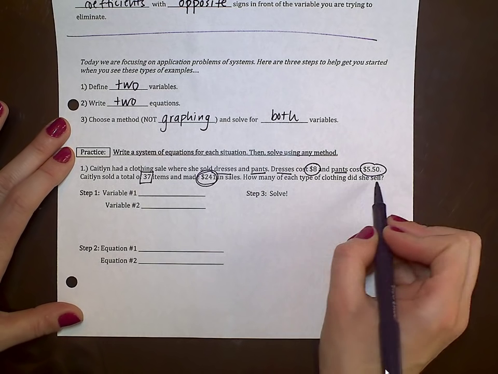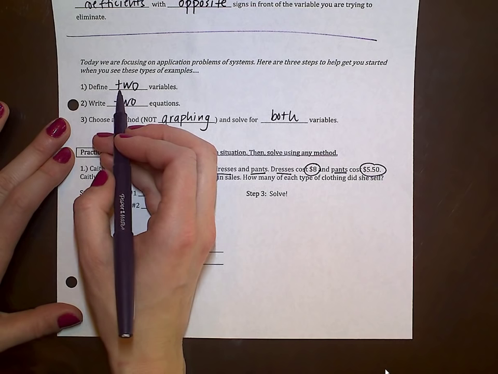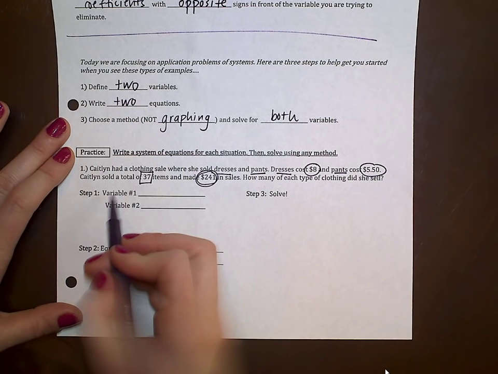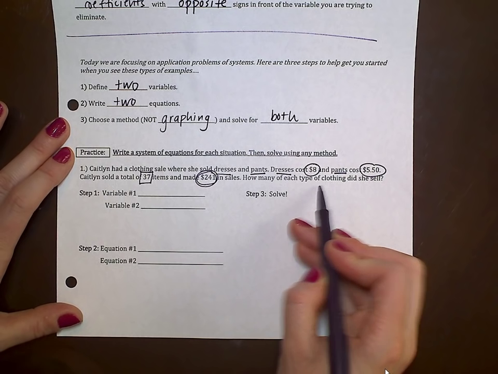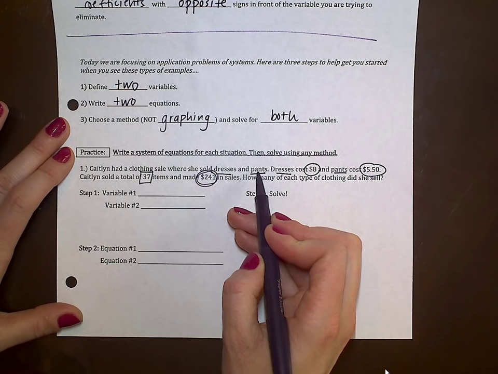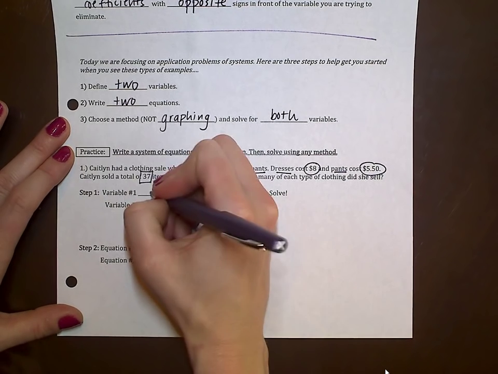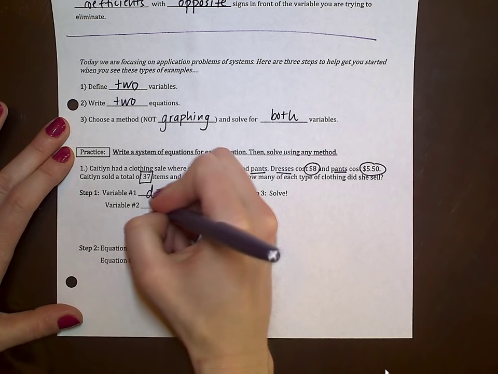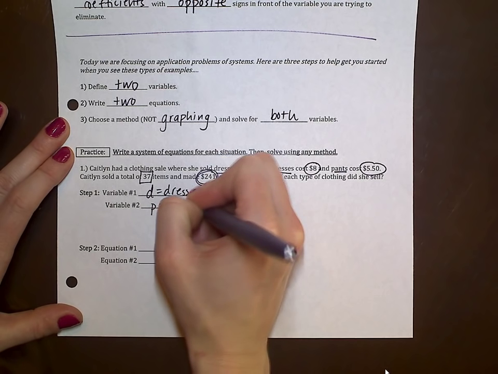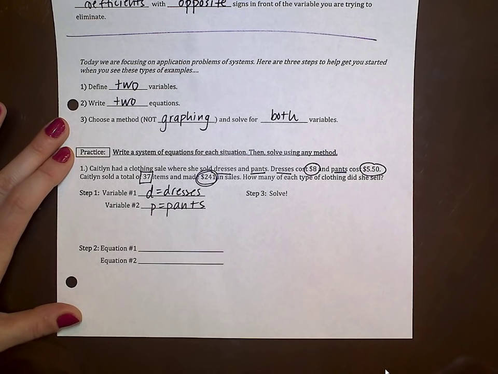I want to try to figure out how many of each type of clothing did she sell. Step 1 is to find what I'm trying to solve for. And the question usually gives that away. So how many of each type of clothing? Well, there's 2 types of clothing. They're dresses and pants. Those are my variables. So I'll do D for dresses and P for pants. Try to figure out how many of each item she sold.